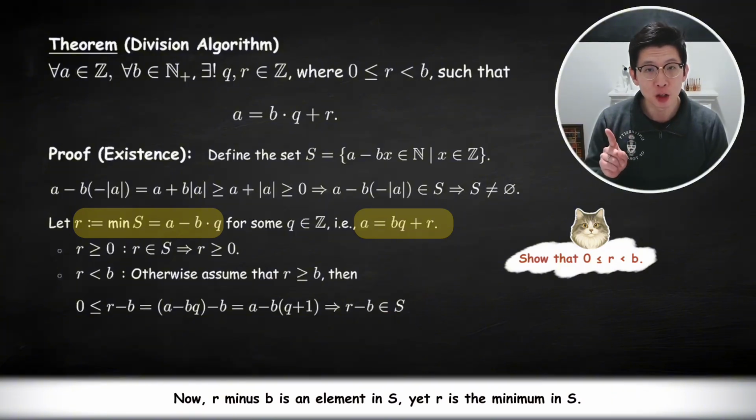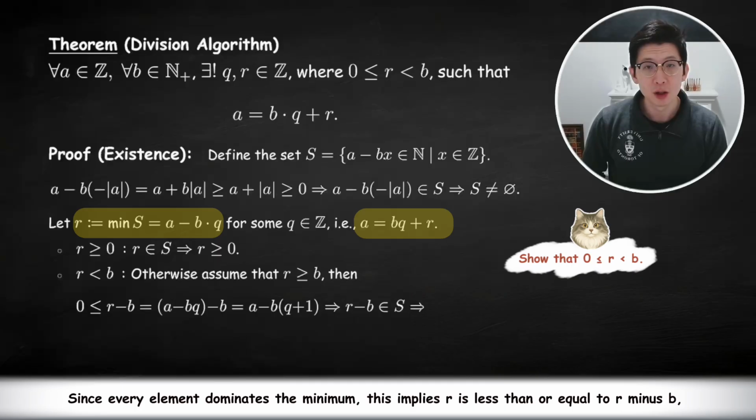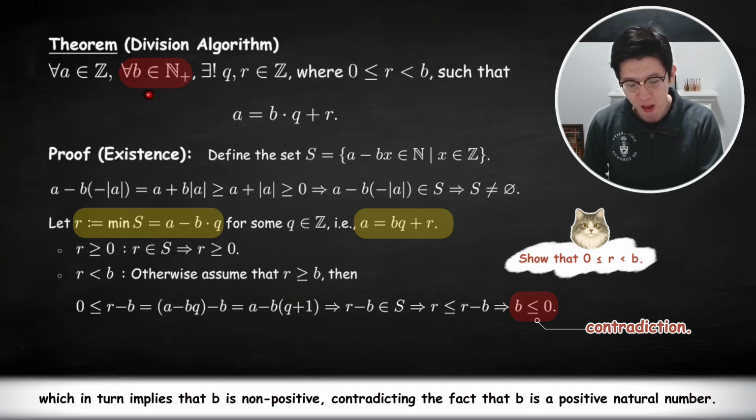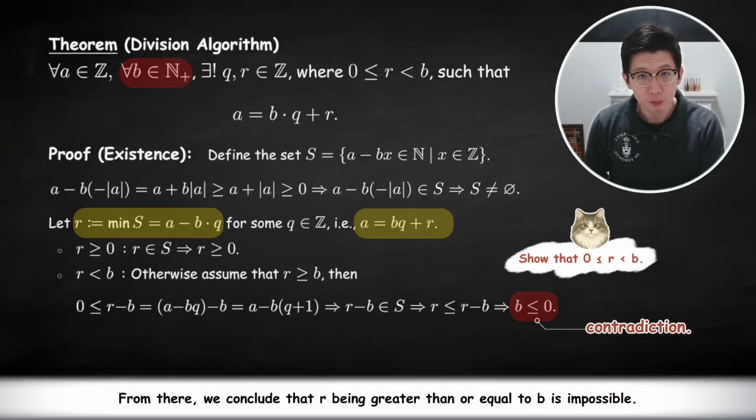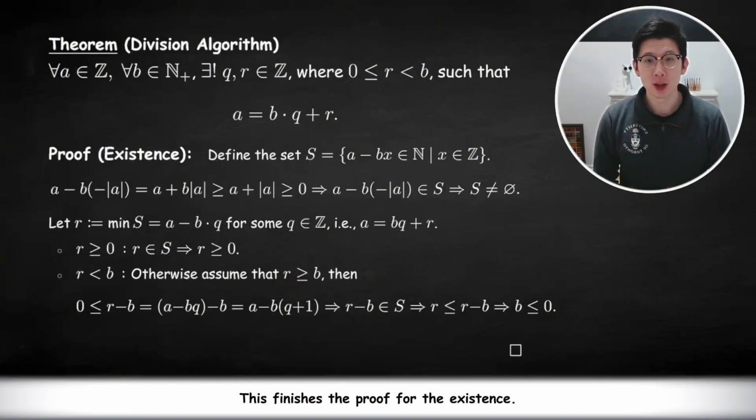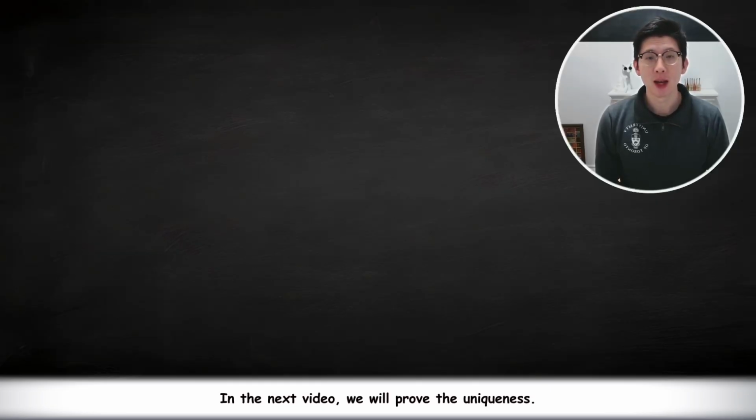Now, R minus B is an element in S. R is the minimum in S. Since every element dominates the minimum, this implies R is less than or equal to R minus B, which in turn implies that B is non-positive, contradicting the fact that B is a positive natural number. From there, we conclude that R being greater than or equal to B is impossible. As a result, R is less than B. This finishes the proof for the existence. In the next video, we will prove the uniqueness.